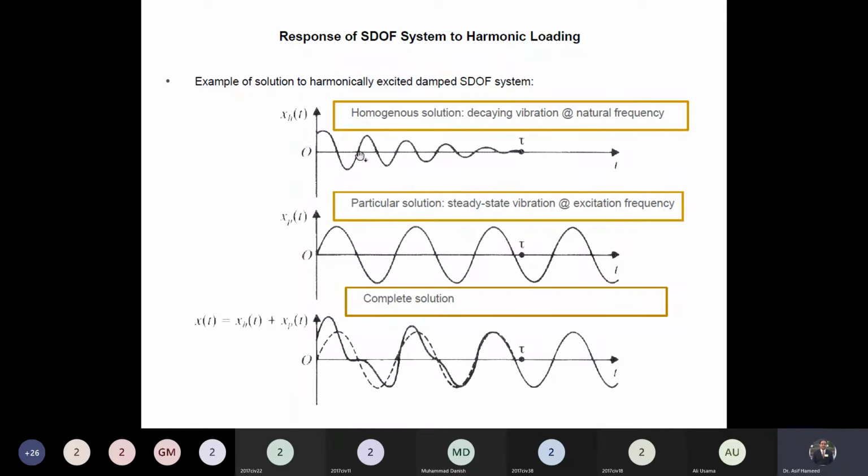Look at this response. The system is underdamped. That's why the amplitude of vibration is decreasing in each cycle. Here the loading is harmonic. The response because of the harmonic loading is also harmonic. We can add the homogeneous part of the solution and the particular part of the solution, and this is the total response. Total response is the sum of free vibration response and the forced vibration response.